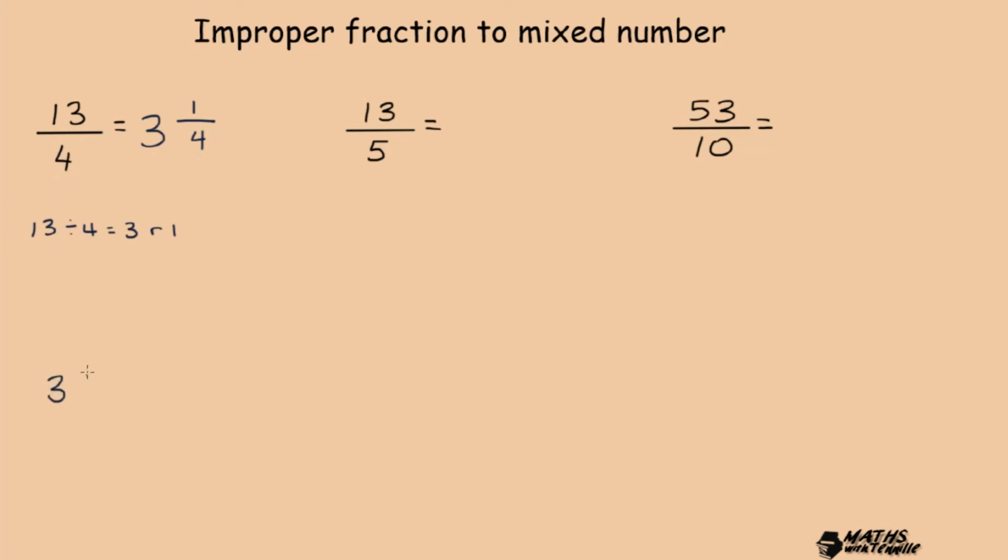So if we look at it from the mixed number to the improper fraction, 3 whole pizzas times 4 slices each, that's 12, plus 1 is 13 over 4. So that's the mixed number to improper fraction, and this is the improper fraction back to the mixed number.